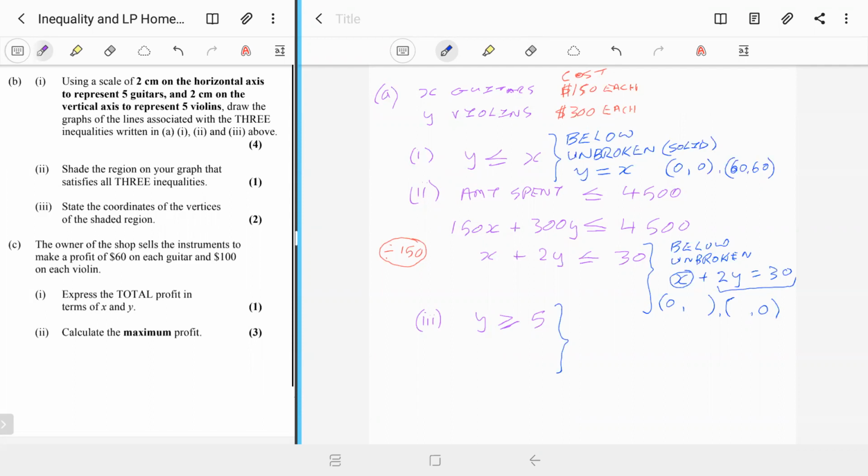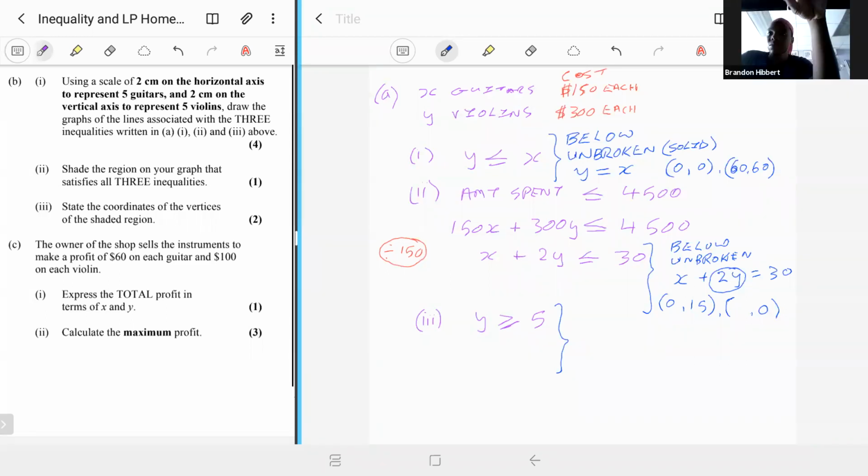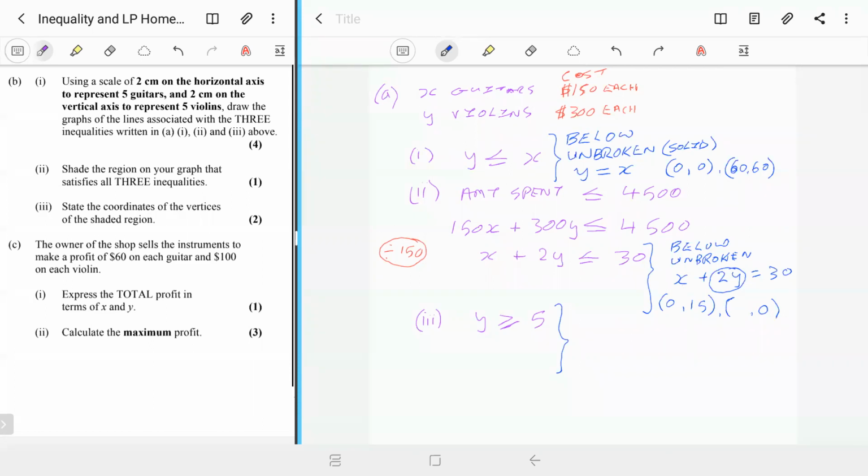If 2y equals 30, what is the y value? 15. That's how quickly you can get it. This is 15. And for this one now, when the y value is 0, this becomes 0. What is the x value equal to? The y value is 0. 30. Yeah, x value equals 30 right there. So 30. Don't overthink it.